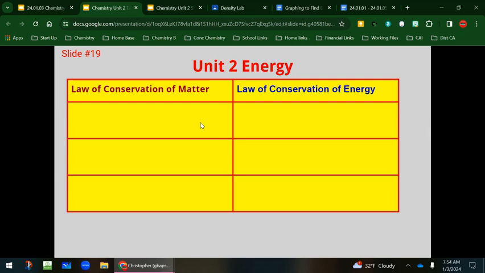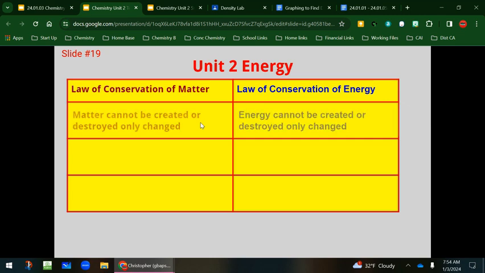All right, first of all, these two laws are almost identical to each other: the law of conservation of matter and the law of conservation of energy. The only difference between them is one word: matter and energy. Now remember, matter is anything that has mass and takes up space. Energy is the ability to do work. That is what energy is.